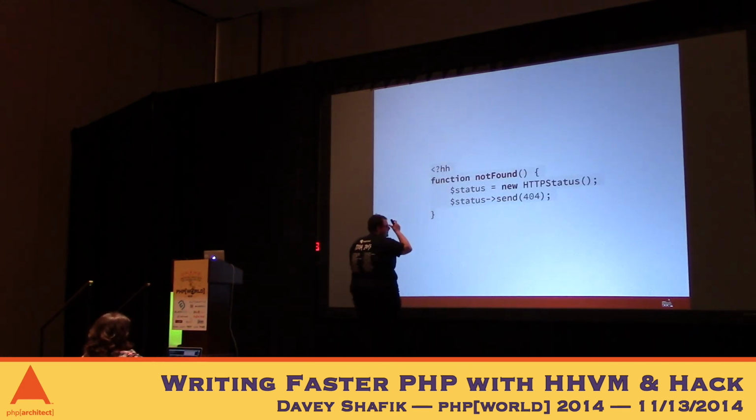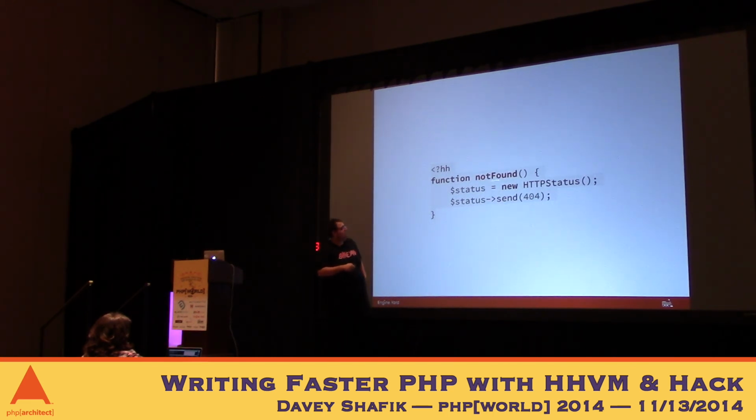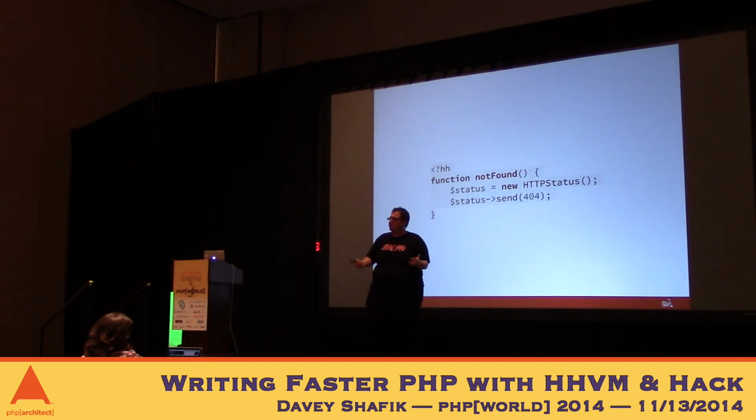When I call it, I can do this. So this is my not found function. So status equals new HTTPStatus and send 404. But that's an int. That's not an HTTP status code, right? So what if I passed in 417, which I think is the I'm a teapot status? Is that going to work? Like, how do I know? Do I know that that exists in my map?